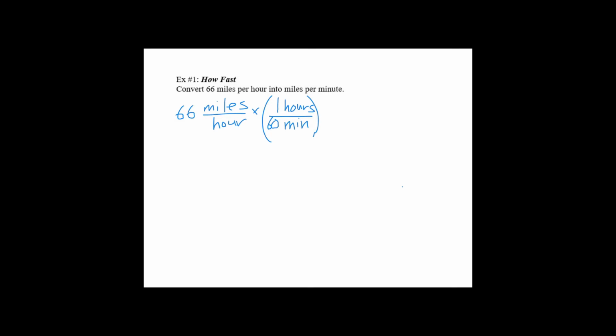Now I'm going to cancel my units. The hours cancel, and in my answer, I'm going to have miles per minute. And now I'm going to go over to a calculator or do it in my head and take 66 divided by 60. And I get 1.1, so the answer to this question is 1.1 miles per minute. In this example, I demonstrated how you can convert units.